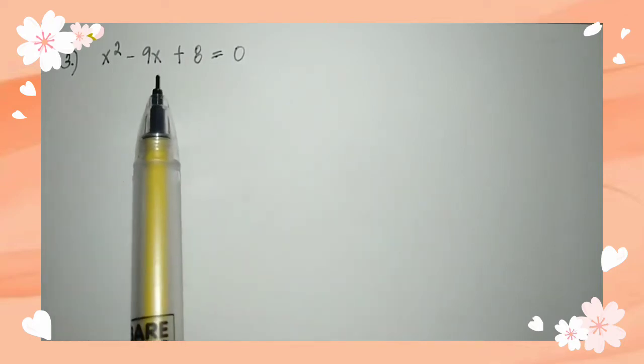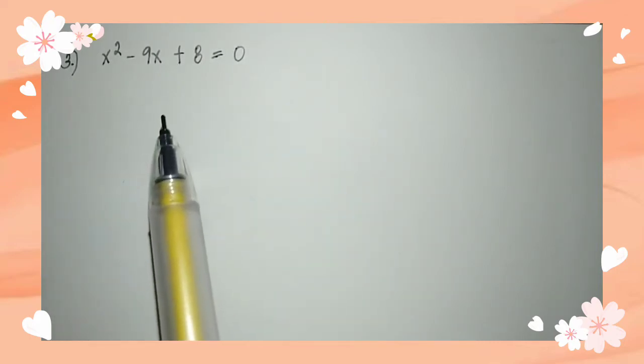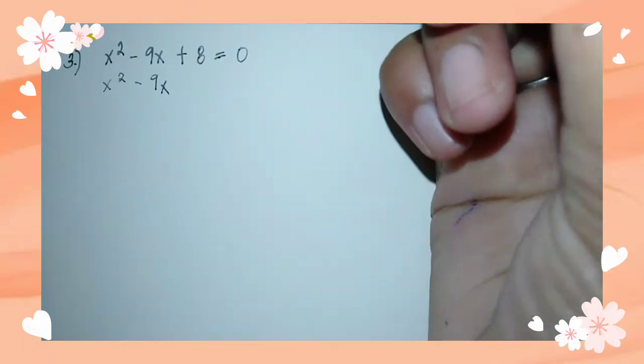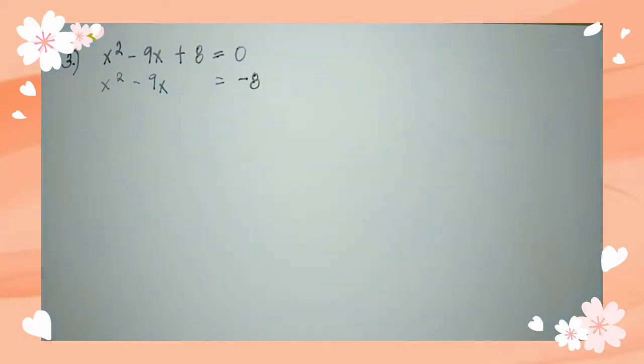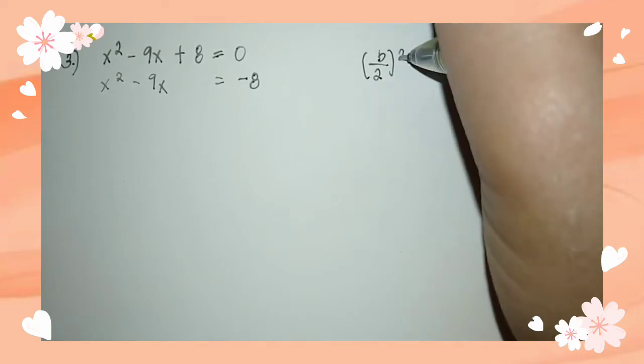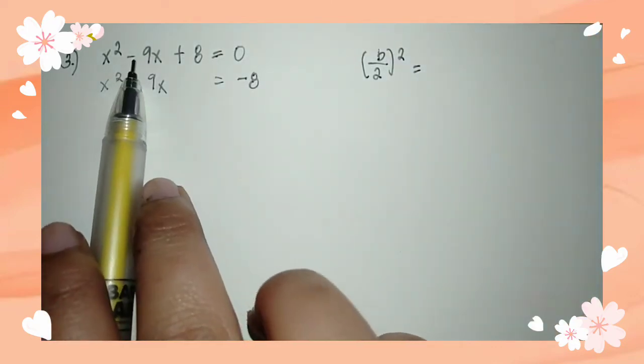We have x squared minus 9x plus 8 is equal to 0. So, first thing to do is to transpose the constant term to the other side. So, we have x squared minus 9x. And then, leave it a blank is equal to positive 8 becomes negative 8. Okay? And then, we're going to get the third term in here and able for us to create a perfect square trinomial. So, we have the formula b over 2 squared is equal to, our b is negative 9, alright?